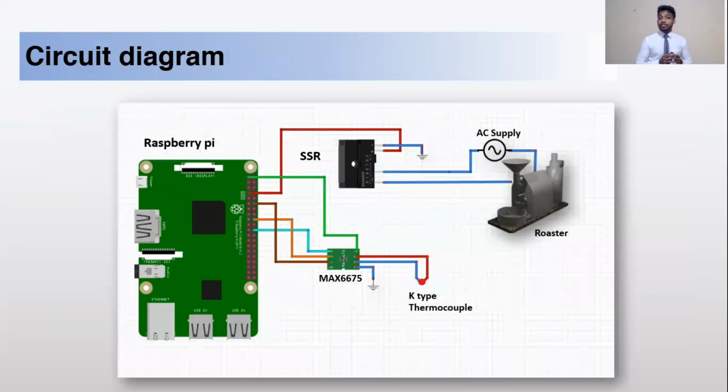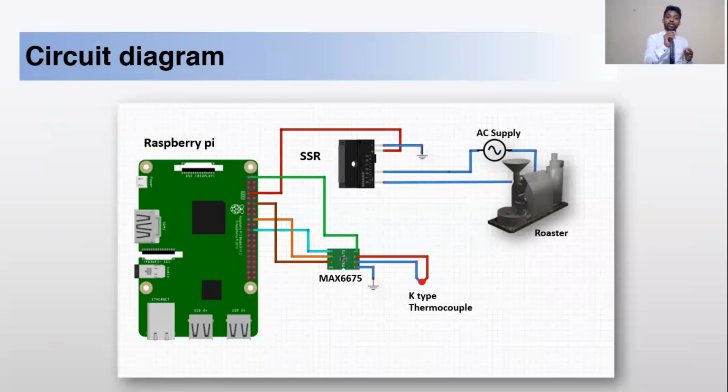This is the circuit diagram, and you can see the Raspberry Pi board which acts as the microcontroller, and the thermocouple. The K-type thermocouple is used because it can measure temperature over a wide range with minimum error. It will read temperature as an analog signal and convert it into a digital signal by the MAX6675 converter.